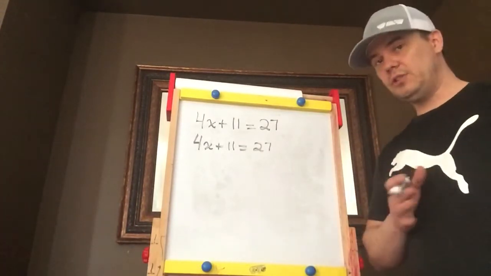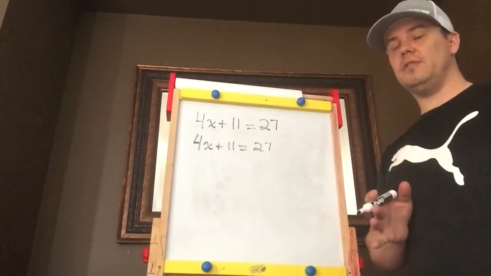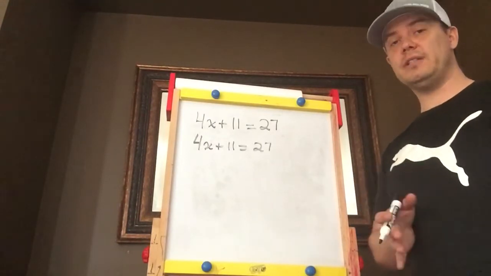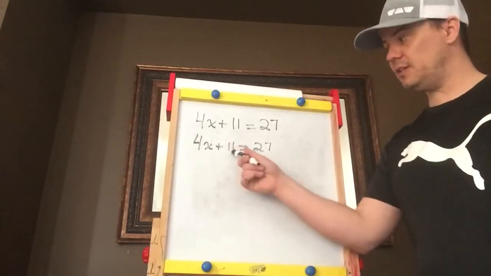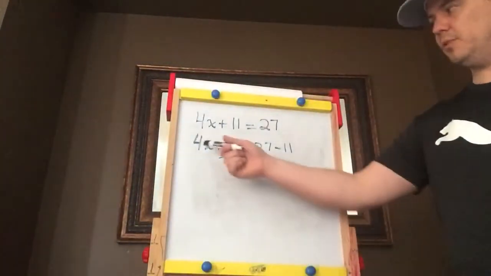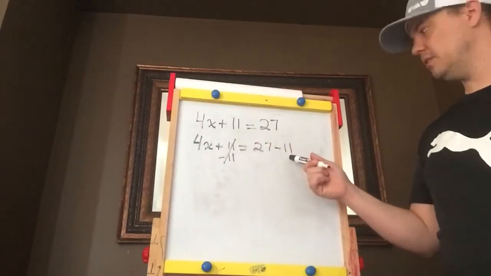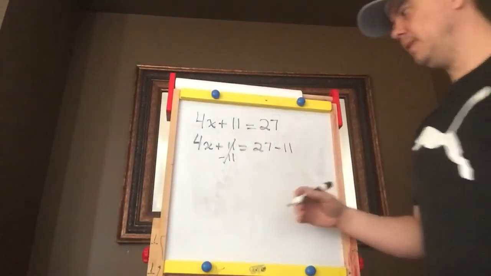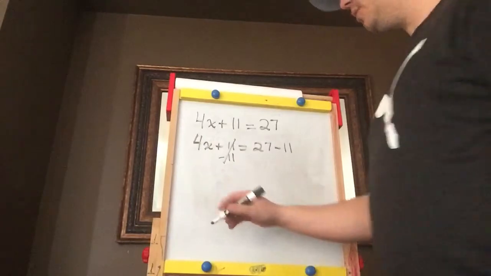Now, when we solve a 2-step equation, we get rid of the number not attached to the variable first, and in this case, that's the plus 11. Okay, now to get rid of a plus 11, we subtract 11. Cancels out. What you do to one side, you do to the other. Okay, so we end up with 4x equals 27, subtract 11. Okay, this 4x is still left, so we're going to bring that down because that's our second step.